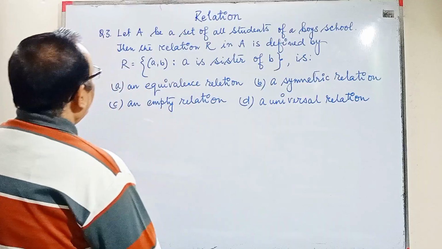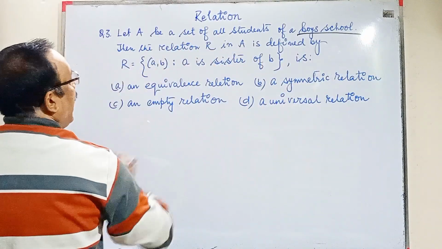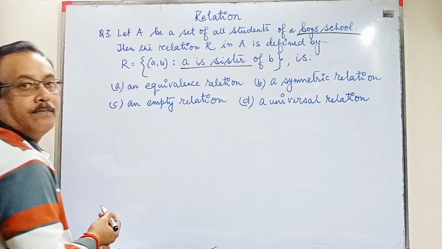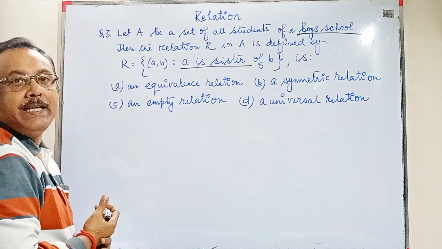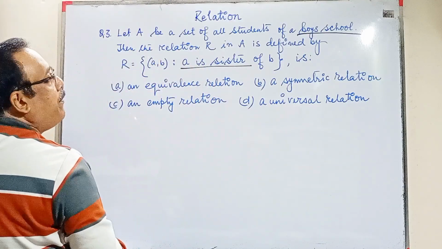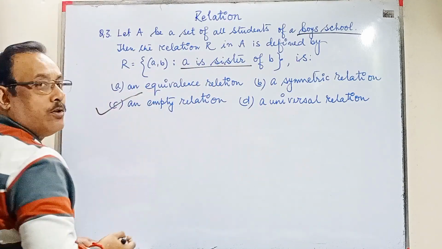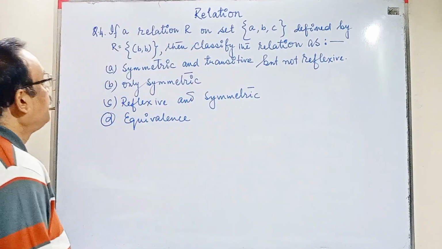So here it is said it is a boys' school, and it is said a is a sister of b. So in the school there are no girls. Since there are no girls, this will be an empty relation. So C is the choice. So the next question, question number 4.